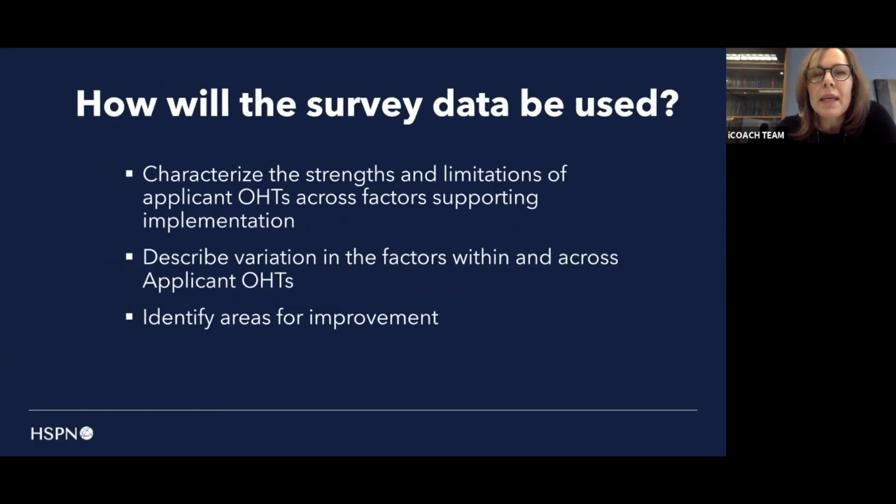So what are we going to do with all this data? We're going to characterize the strengths and limitations of the applicant OHTs across those factors that are essential to supporting implementation of an integrated care model, and also describe the variation in the factors within the OHT members and across the applicants. This will help identify areas for improvement for the teams as they move forward.